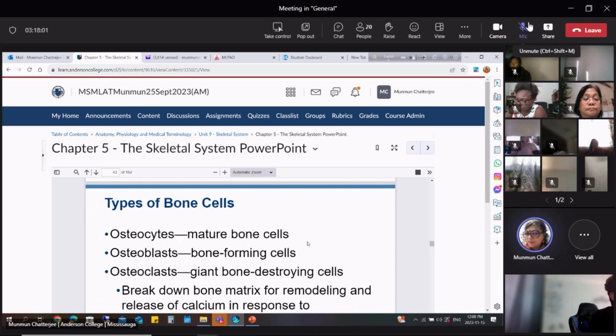Okay, so types of bone cells. This is more important. Osteocytes are the mature bone cells. Osteoblasts help in remodeling and formation, and are called bone forming cells. And osteoclasts are giant bone destroying cells. When you have extra growth of the bone, the osteoclasts come to that area to eat the bone. They destroy the bone. So osteoclast and osteoblast.